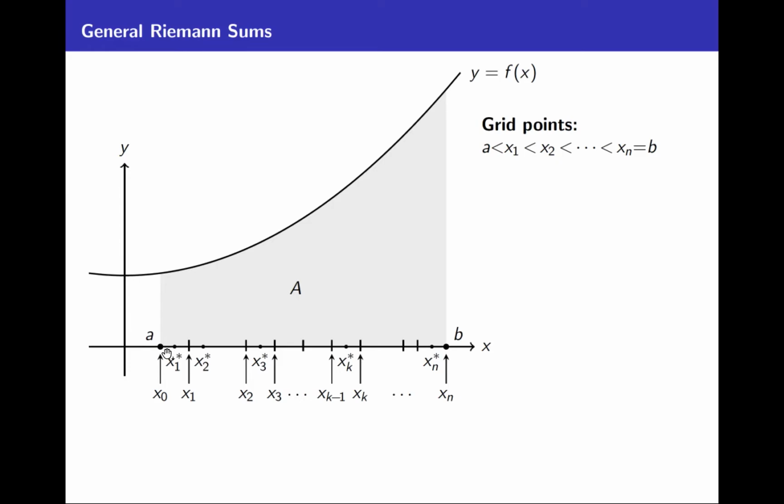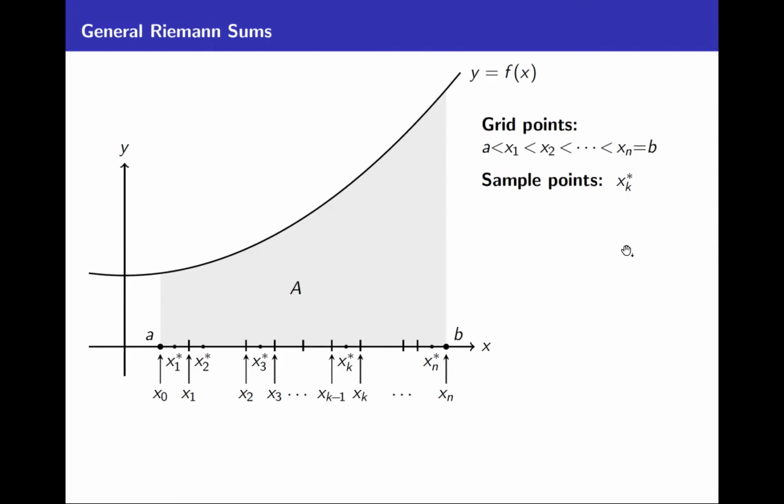Like x1 star, your first sample point, is in that first interval somewhere. Move on to the second interval, somewhere in there it's got to contain the second sample point, x sub 2 star, and there it is right there, kind of to the left of center. X sub 3 star is your third sample point, right in the middle of the third interval, and so on. X sub k star will be in the middle, or somewhere in your kth interval. So those we call sample points.